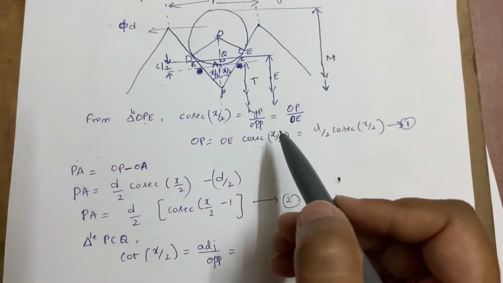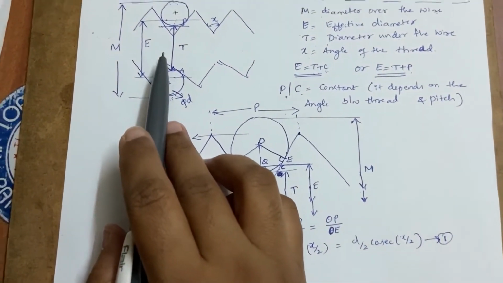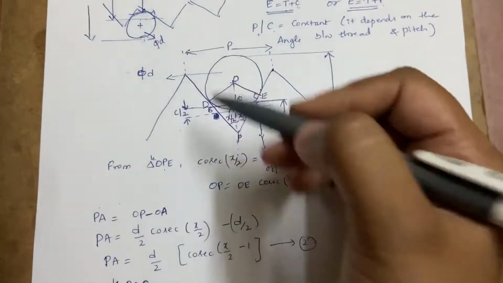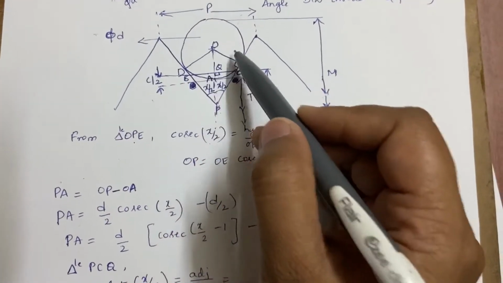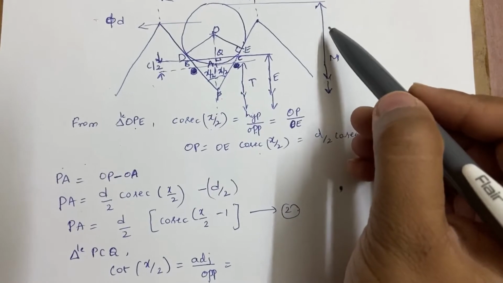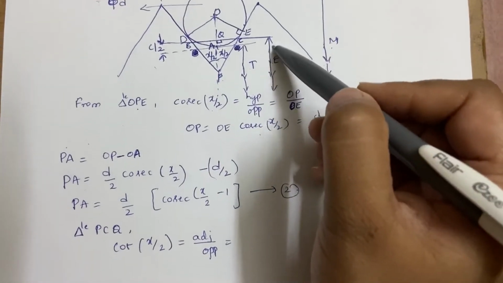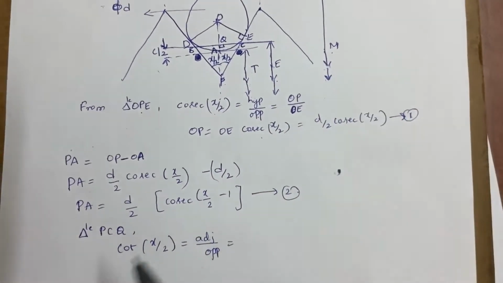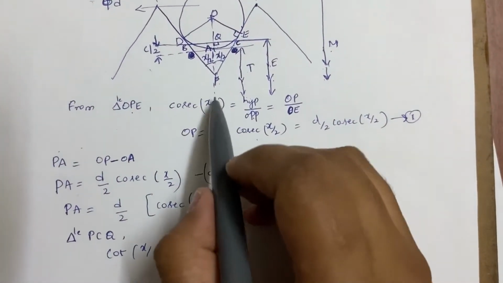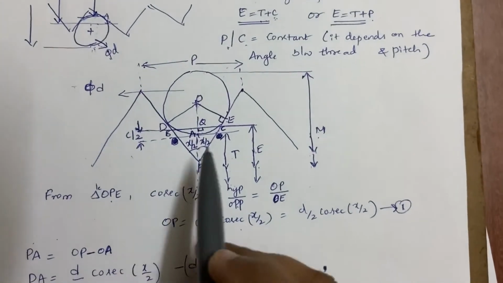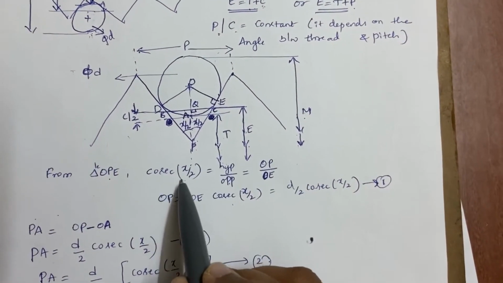If you observe here, we have drawn an enlarged version of the same diagram, and we have drawn only one half of it, since the other side is symmetrical. This is one of the wires, and since it is symmetrical, I have represented the diameter over the wire, the effective diameter, and the diameter under the wire with double lines. To obtain an expression for the effective diameter, we first consider the triangle OPE.